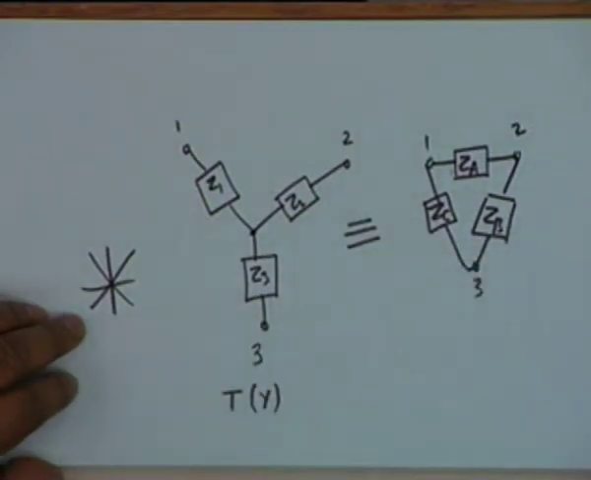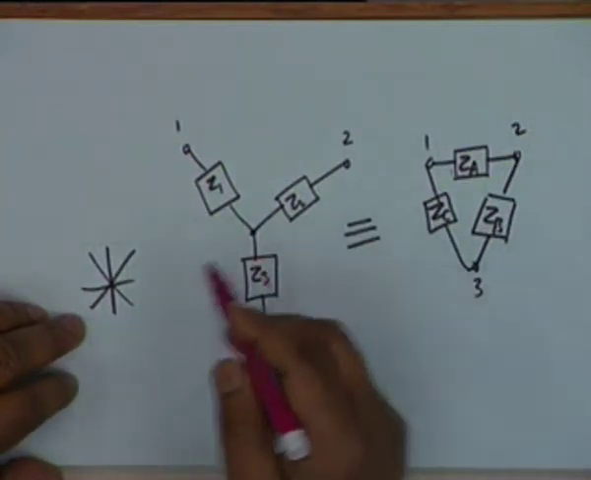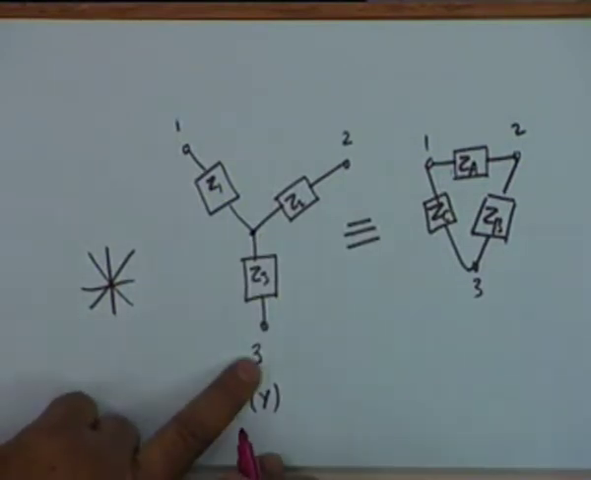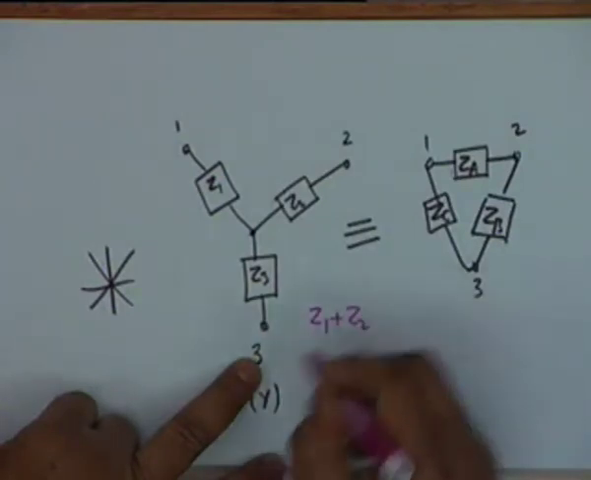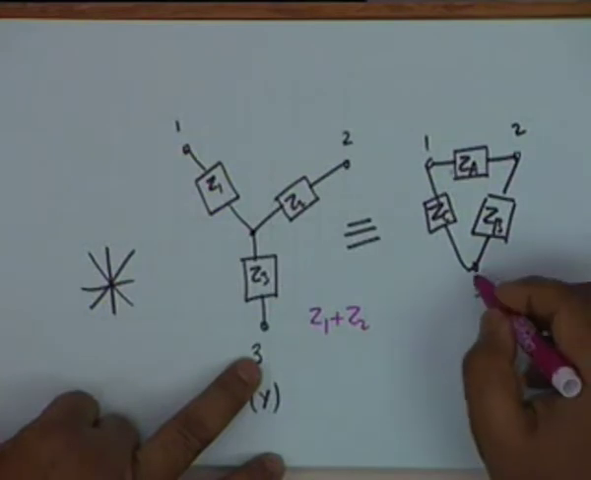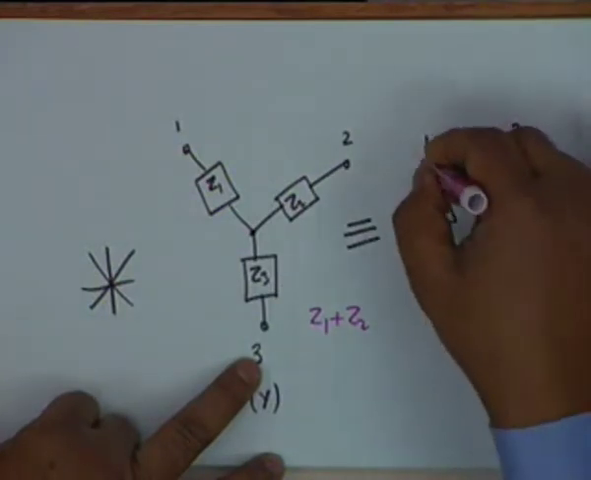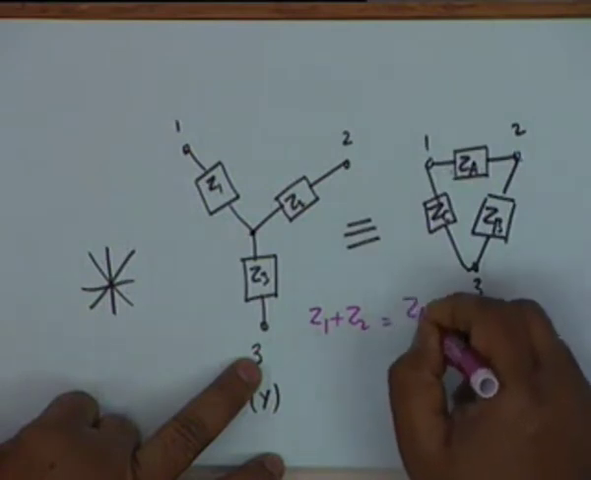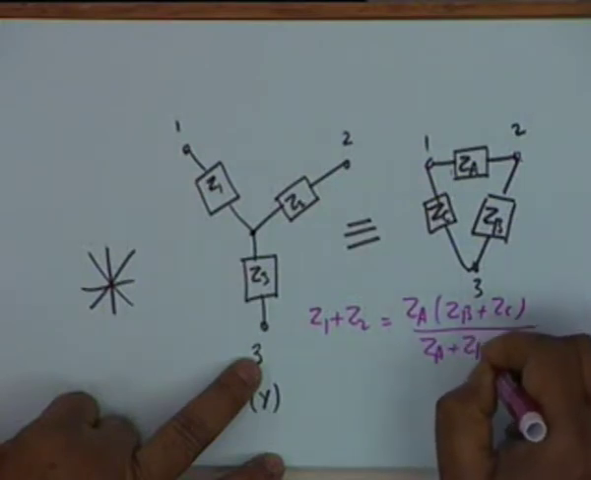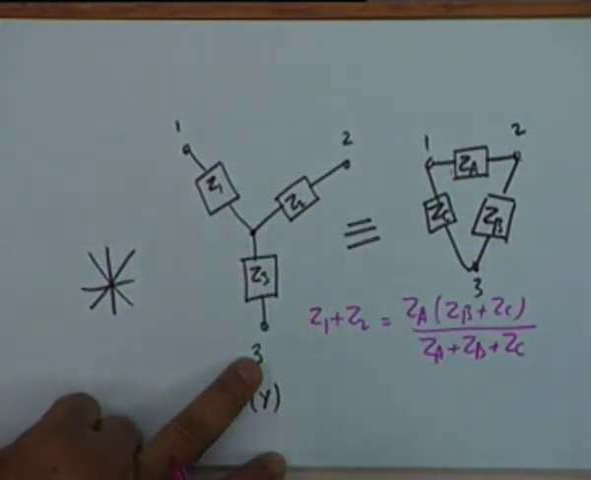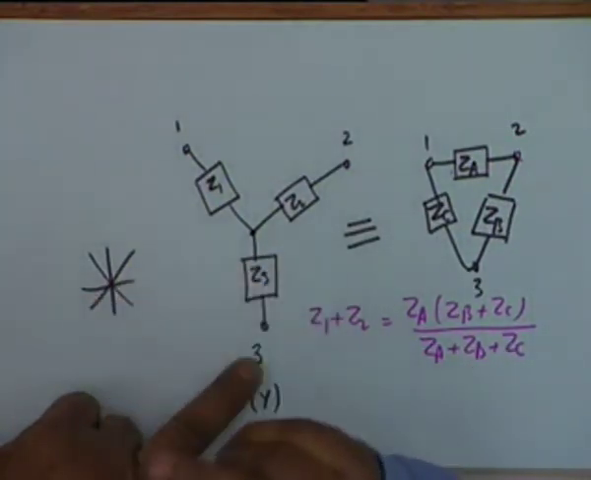All right. The algebra is quite simple once you understand what is it that we are doing. For example, let's leave 3 open and measure the impedance between 1 and 2. Obviously, then Z1 plus Z2, this is what you will measure. On the other hand, if you leave this open and measure the impedance between 1 and 2, what you will measure is ZA, ZB plus ZC divided by ZA plus ZB plus ZC. Is that okay? So, this gives you one condition. Since you have to find out 3 elements, you require 3 such measurements.